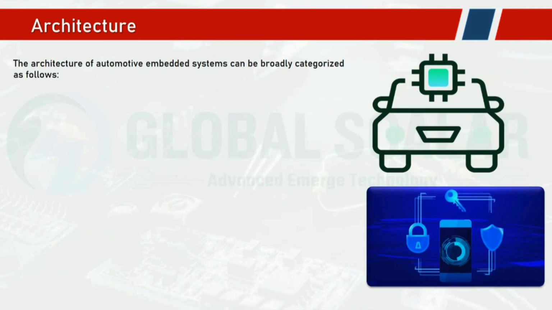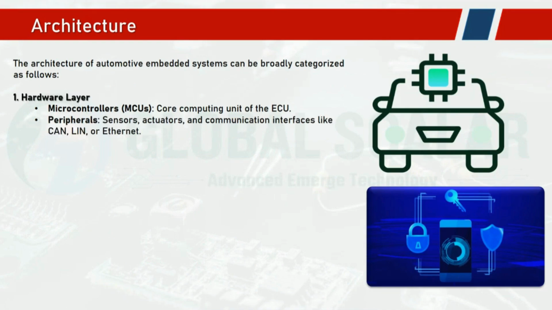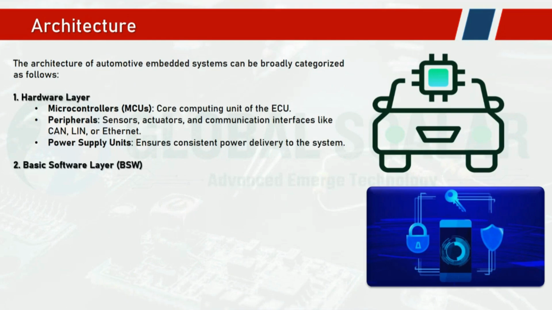What is the architecture involved in developing the software? Here, the hardware layer should have the microcontroller, which plays a major role in decision making. It will be the core computing unit of the ECU that interfaces with the sensors and other communication protocols like CAN, LIN, Ethernet, and the power supply. It will perform specific control functions. We require a power supply to power the complete system.